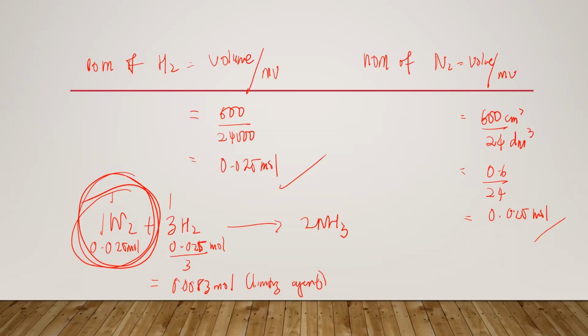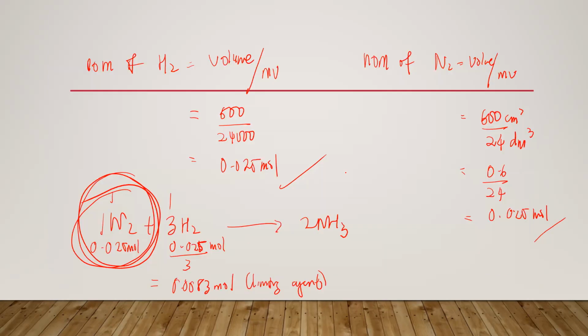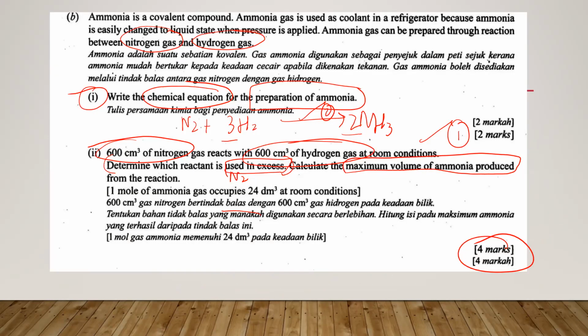I hope you all understood what teacher just said to you all. Do you all understand this? Yes, okay, good. So I answered for you the first part, which is the one used in excess. The answer is nitrogen. Okay, now calculate the maximum volume of ammonia. So then you are just going to use the same thing and calculate the maximum volume of ammonia being produced.